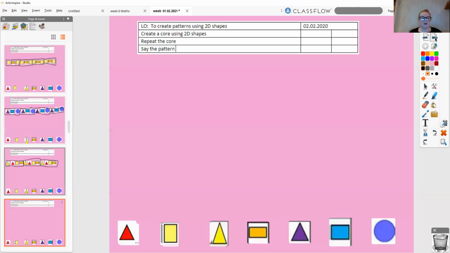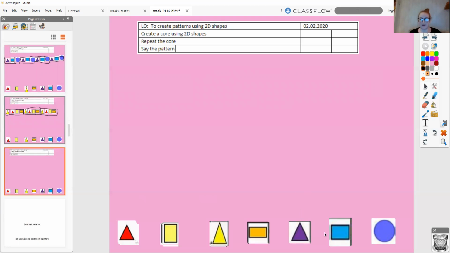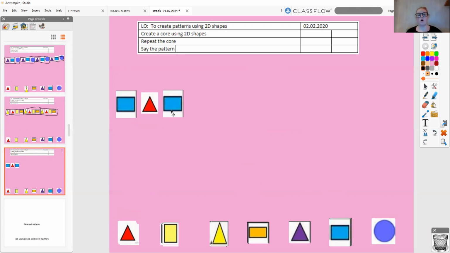Brilliant. Okay, let's have a go at another one. Oh, so our last one is going to be blue square, red triangle, blue square. So this is my core. What needs to come next then? If this is my core, what needs to come next?